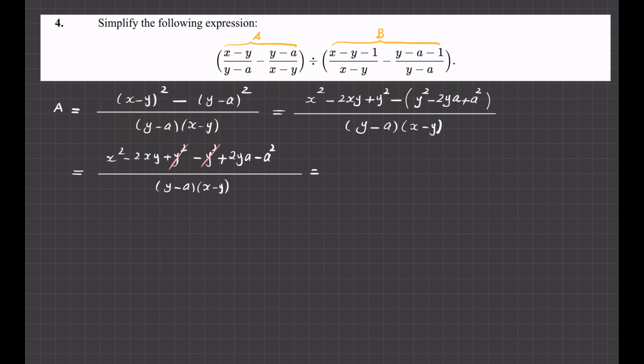So it becomes x squared. In anticipation of what is coming, if you don't mind, let me write minus a squared here, and then I would write minus 2xy and plus 2ya. Okay, and then the denominator.